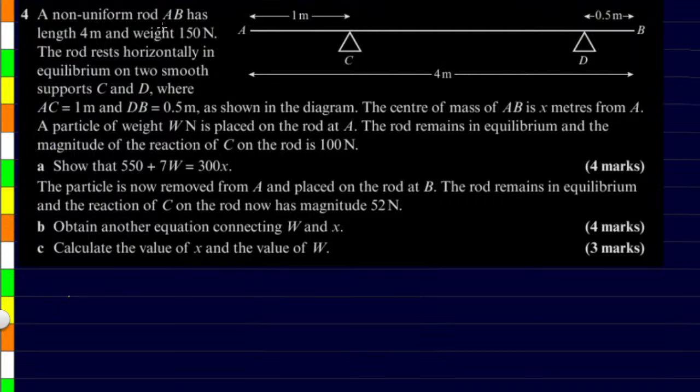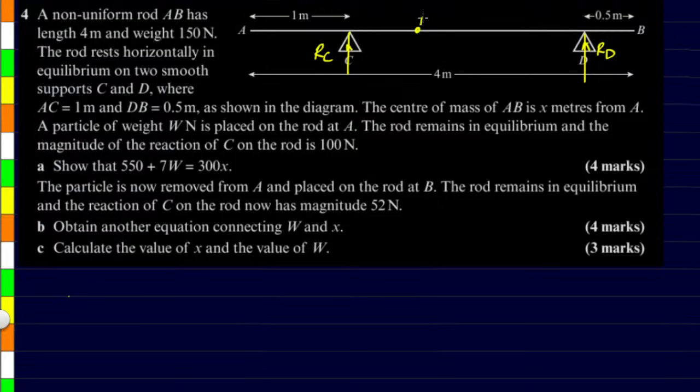Next, a uniform rod AB has a length of 4 meters and weighs 150 Newton. The rod rests horizontally in equilibrium on two smooth supports C and D. RC and RD will be the reactions. Distances are given as shown in the diagram. The center of mass of AB is x meters from A.